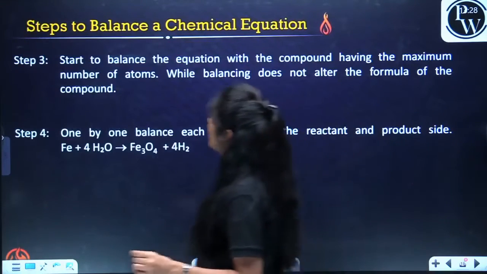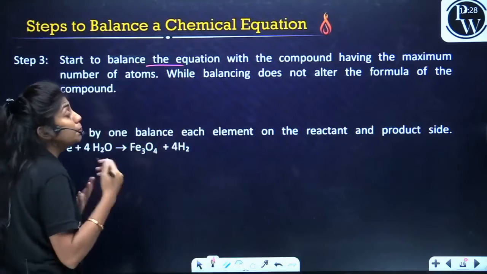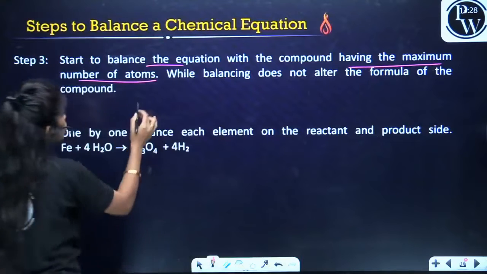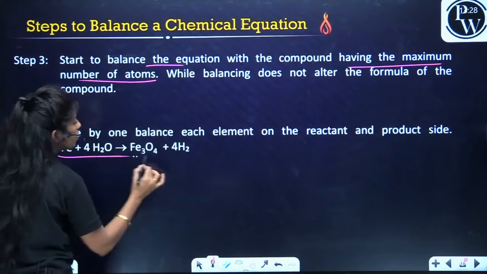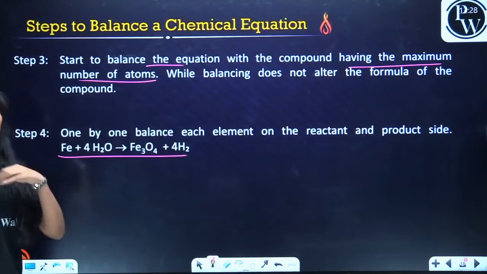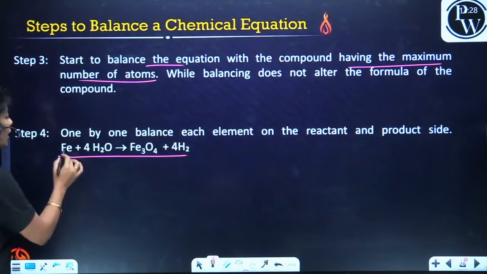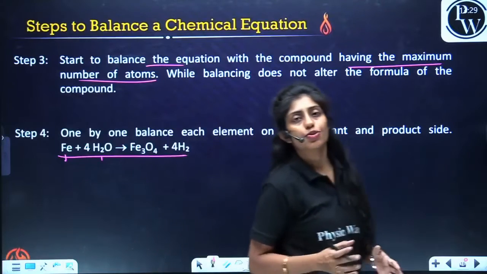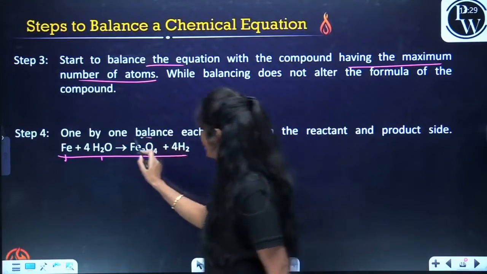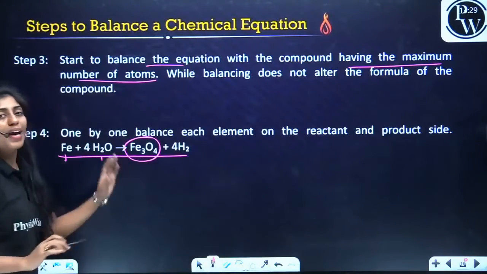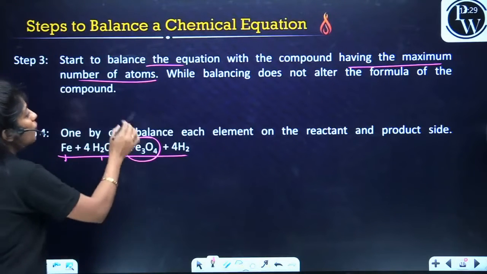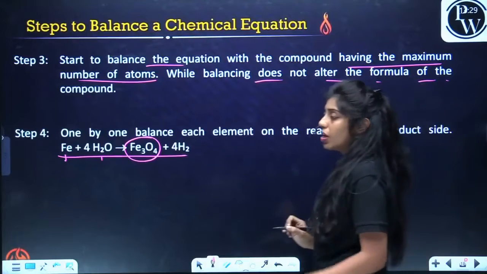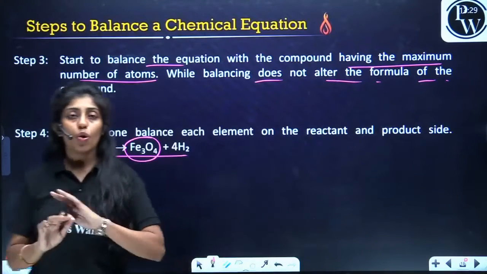Great. Number 3, start to balance the equation with the compound having the maximum number of atoms. Suppose this is the reaction. What is the compound having the maximum number of atoms? Is it iron? Is it water? Is it Fe3O4 or hydrogen? Yes, of course, Fe3O4 is the one having the maximum number of atoms. While balancing, do not alter the formula of the compound.